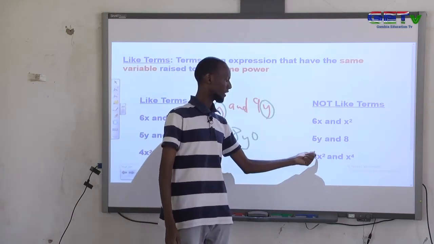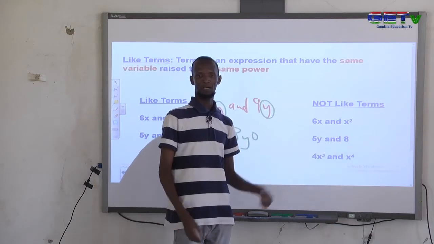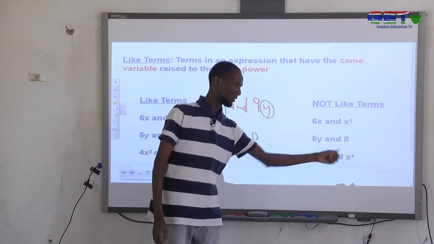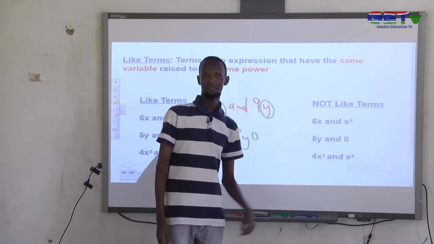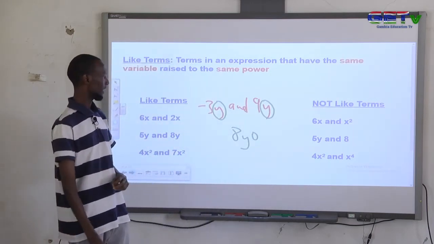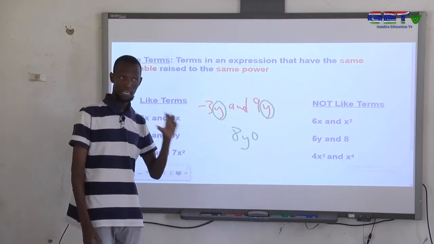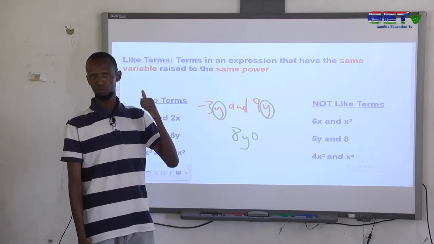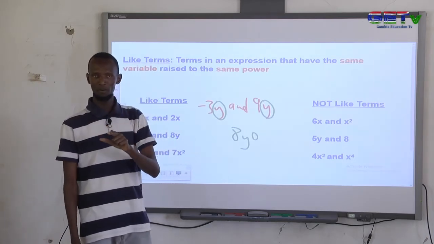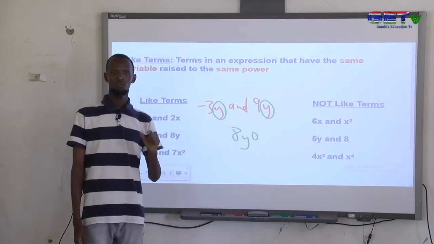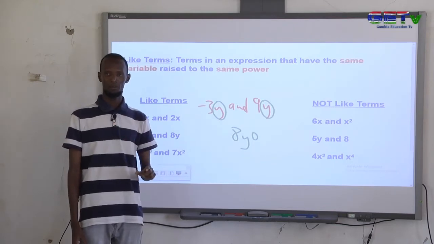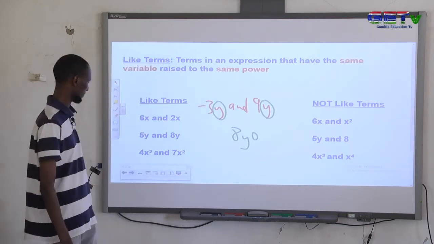Similarly, 4x squared and x to the power 4. Same variable, yes, but the powers are different, so they won't qualify as like terms. So now we know that like terms must contain the same variable, and the variable also must be raised to the same power. Only then can you call them like terms.